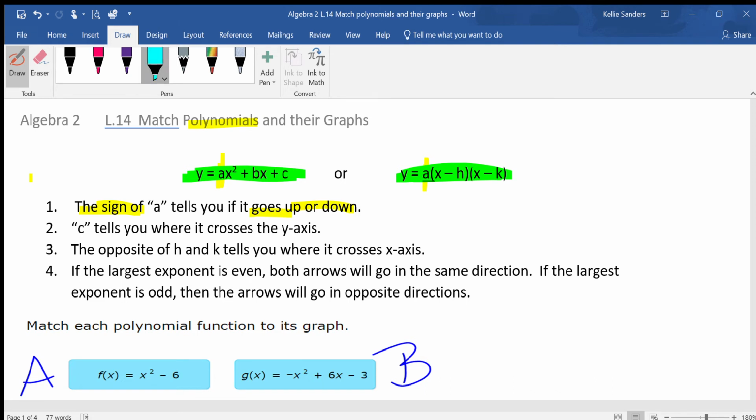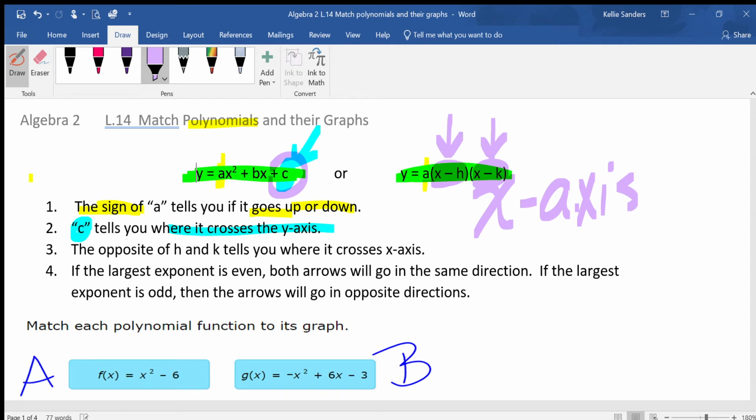Okay. The only one that has a C is standard form. The C tells you where it crosses the y-axis. So if you can see where the graph crosses the y-axis, find that number in that spot, and that's going to be your equation. If it's in factored form, where you have parentheses, the opposite of H and the opposite of K tell you where it crosses the x-axis. So C tells you the y-axis, and H and K tell you the x-axis.